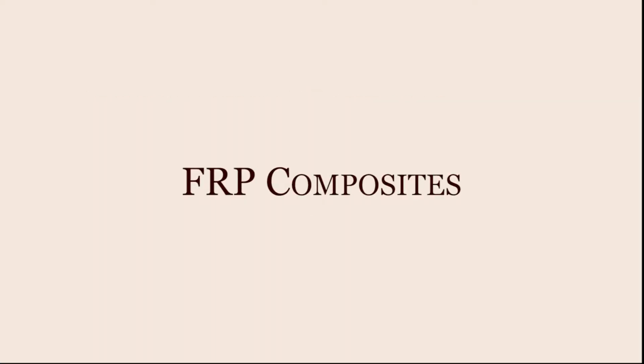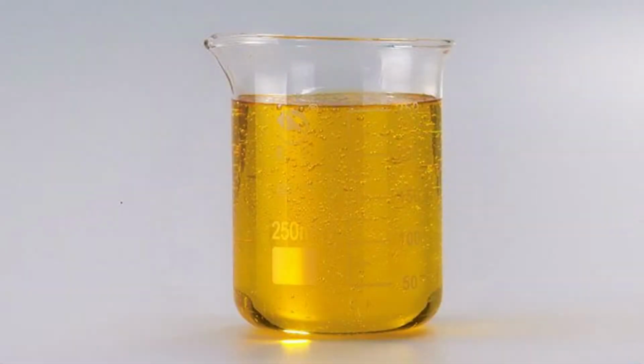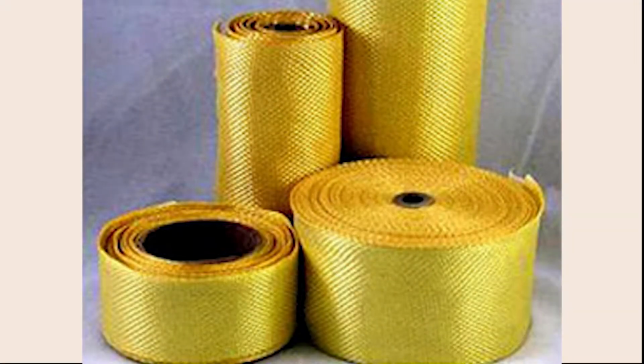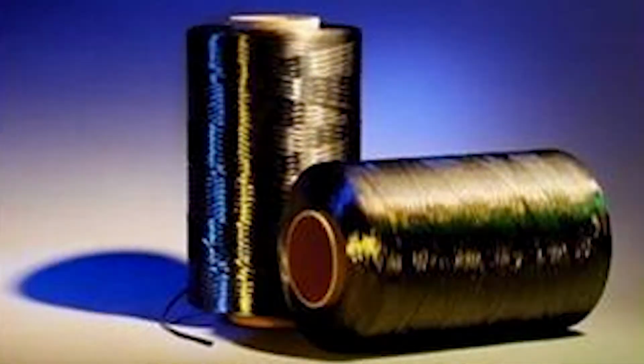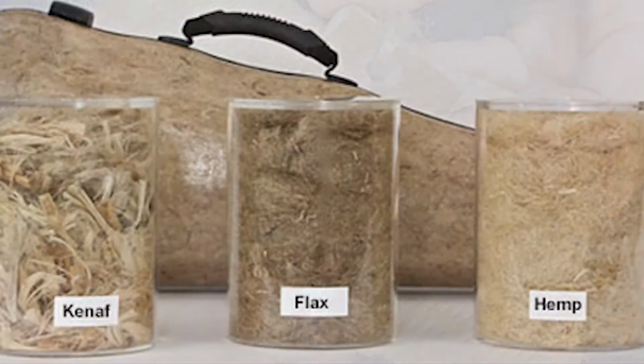FRP composites. FRP consists of reinforcing fibers contained within a solid polymer matrix, typically polyester resin, which cures from a liquid to form the solid matrix. The fibers are typically glass, made from sand, or silicon dioxide, basalt, or high-strength fibers, such as Kevlar or carbon. In fact, any fiber, including plant-based fibers of sufficient tensile strength, can be used in composites. Later on, we will discuss some of these fibers.